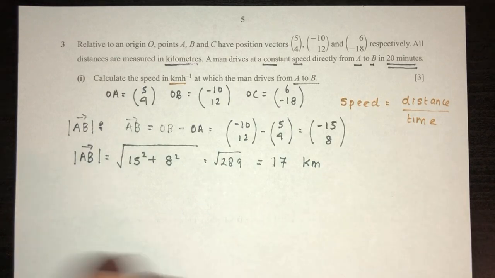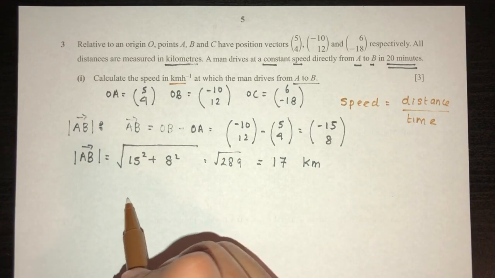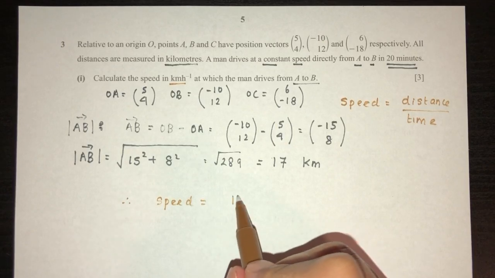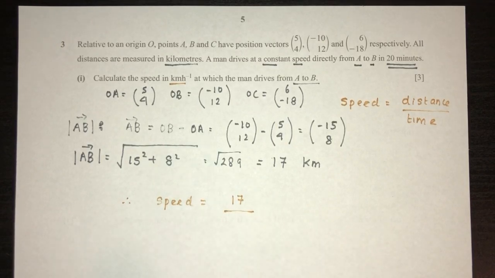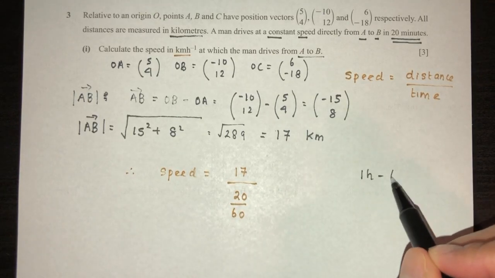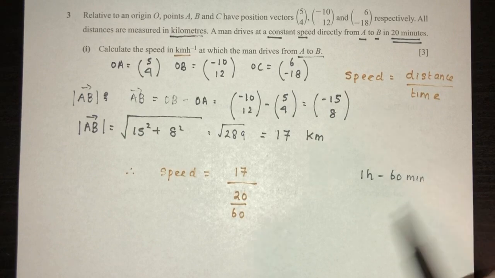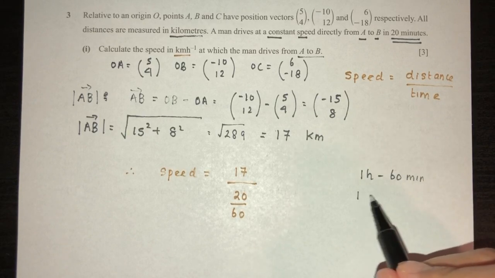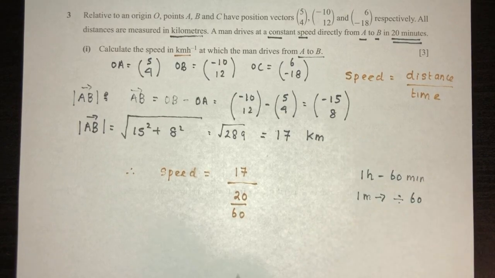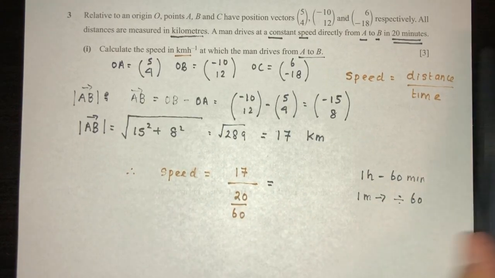Now we know the time taken already from the question. So speed is equal to distance, 17 kilometers, divided by time taken, 20 minutes, but to convert minutes into hours we have to divide by 60. Okay, because we know that 1 hour is 60 minutes, and to convert minutes to hours, we have to divide by 60. Okay, so now we can find the answer.